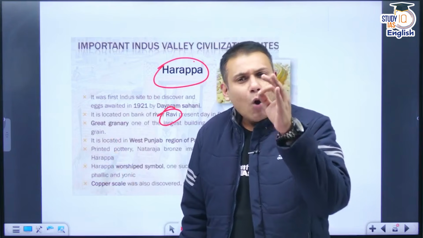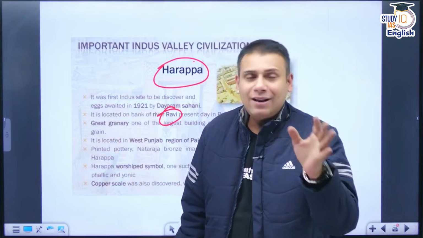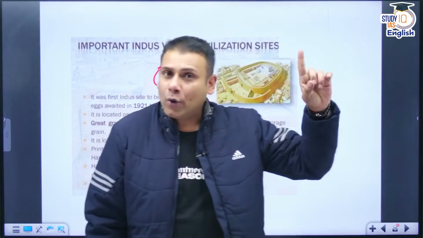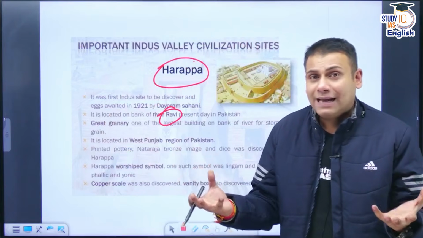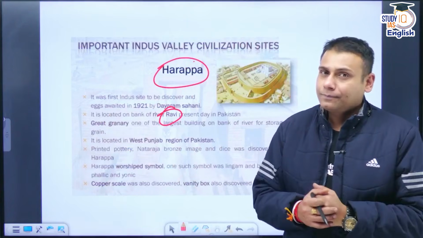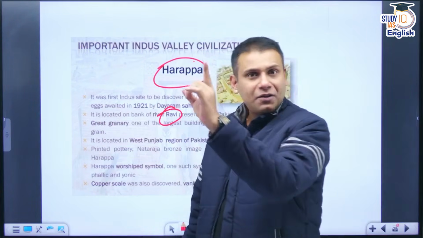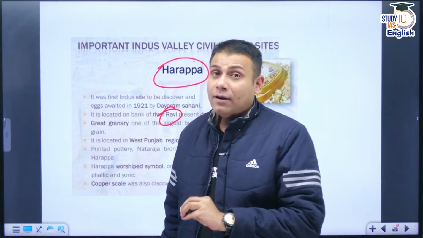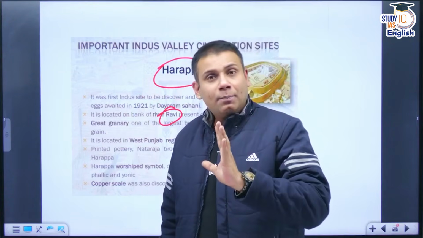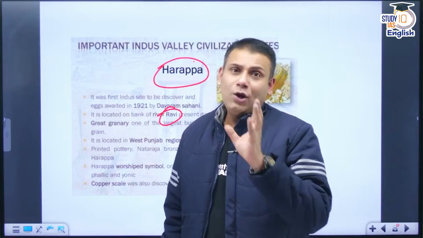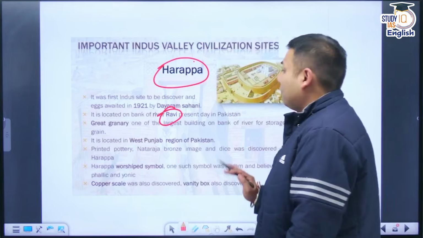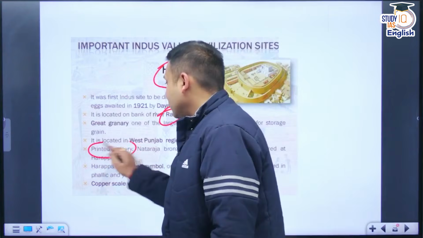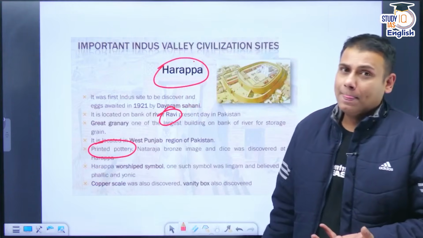So usually, what kind of questions crop up in the examination? Let's understand. Where is the site located? Who discovered it? And the third most important aspect, what are the key findings from this site? Now let's understand. Harappa, as I've told you, is located on the banks of river Ravi, tributary of river Indus. It was discovered by Dayaram Sahani in 1921. Let's understand the key findings. The first important key finding that we find here is a painted pottery. It is not printed pottery, it's a painted pottery.